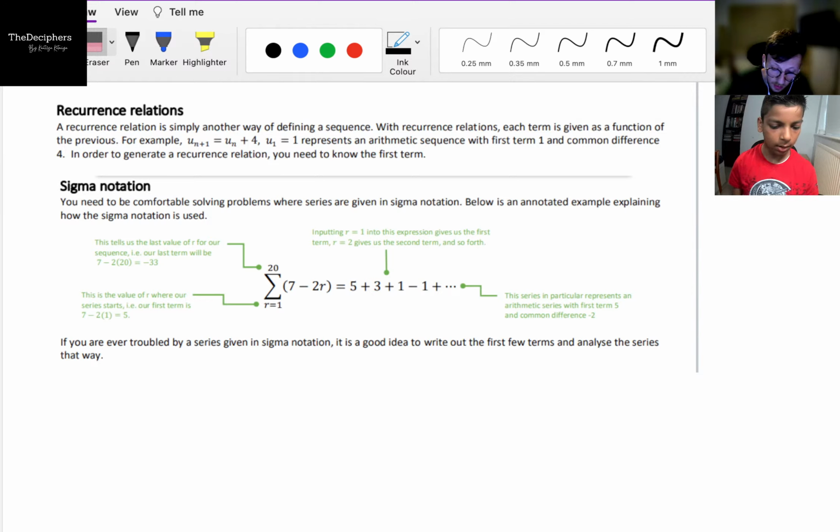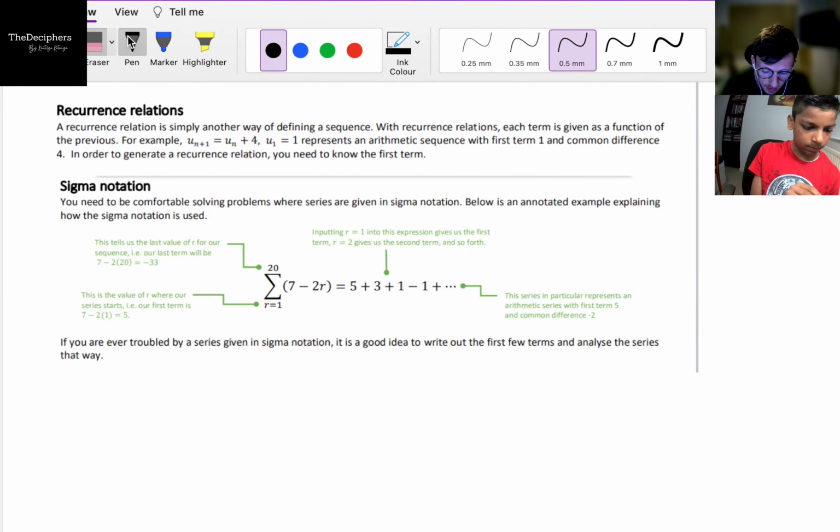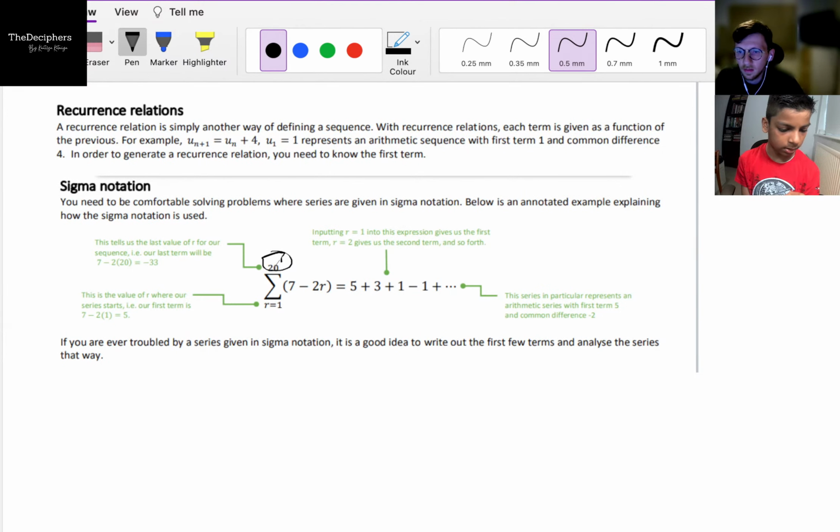So below is brilliant, explaining how it's used. It means the sum of. So if we read this example here, the sigma we read as the sum. It tells us our last value of r for our sequence. That means our last term will be 7 minus 2 times 20, which is minus 33.